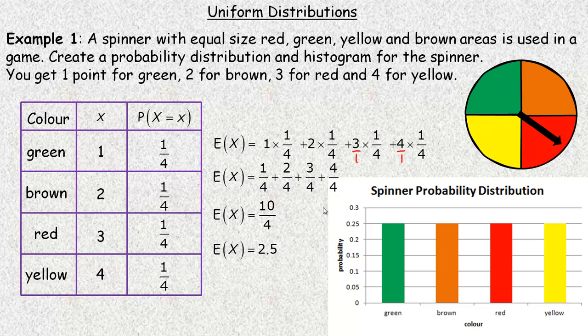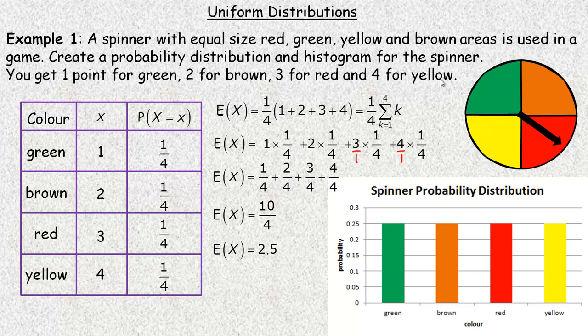Notice also that there are 4 outcomes, so it's 1 over 4. If there were 10 areas in the spinner, it would be 1 over 10 for each probability. So that's some of the characteristics of a uniform probability distribution. All the outcomes have to be equally likely.